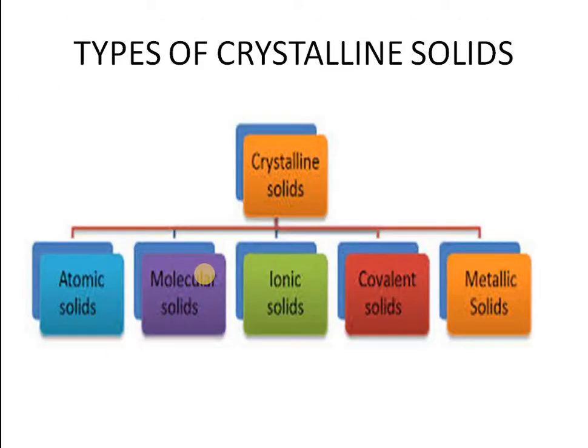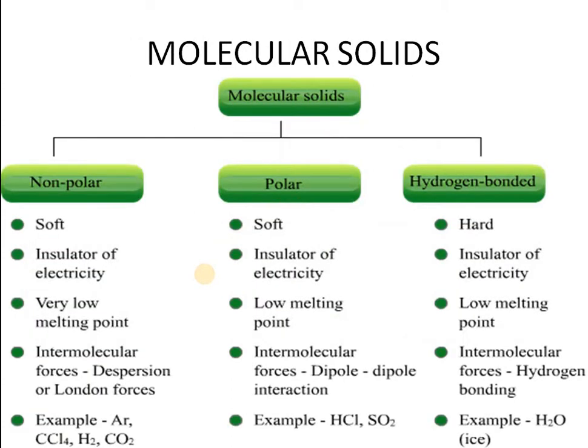Now, under crystalline solids we have atomic, molecular, ionic, covalent (meaning covalent network), and metallic. Atomic solids are composed of atoms; molecular solids like carbon dioxide are composed of molecules; ionic solid means NaCl; covalent network means SiO2 or diamond; metallic solid like copper. So we have to see what the different properties are. If you are talking about non-polar, it is soft, an insulator, of low density and very low melting point. In the examples we should just see and we will understand better.